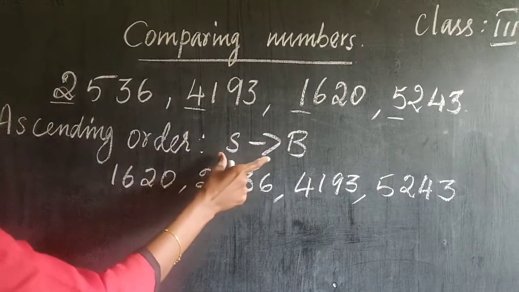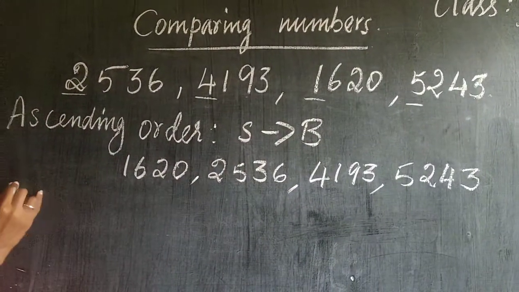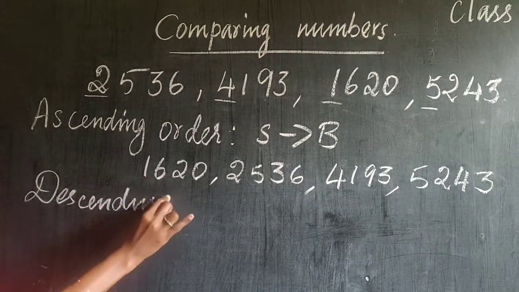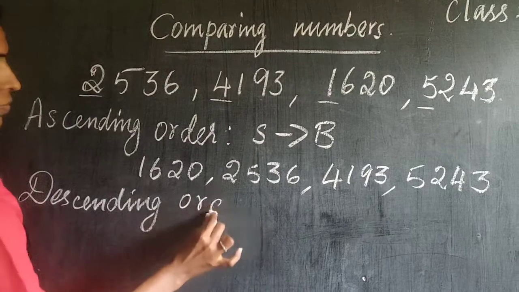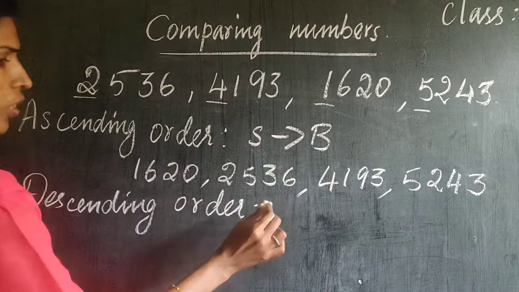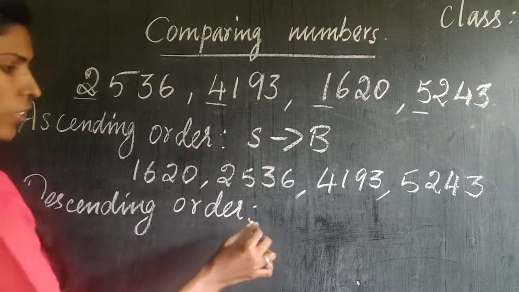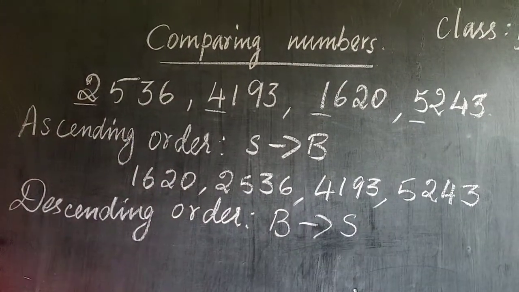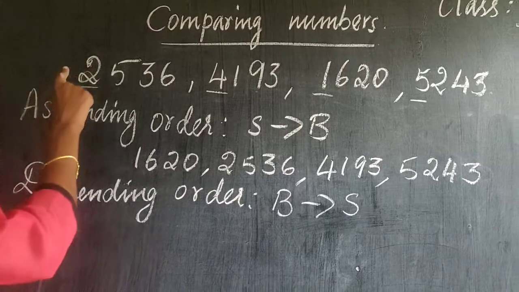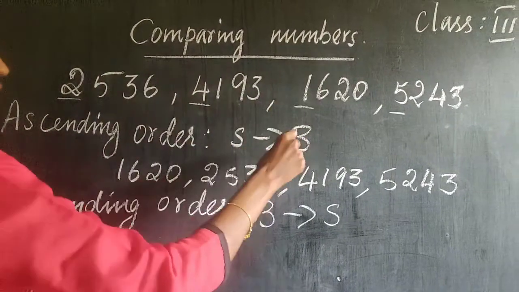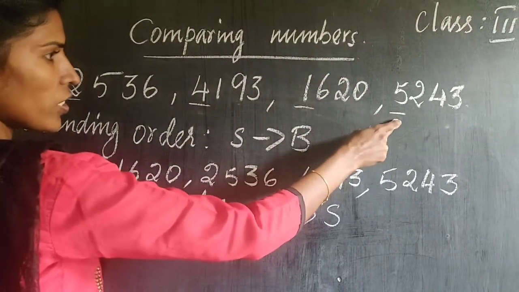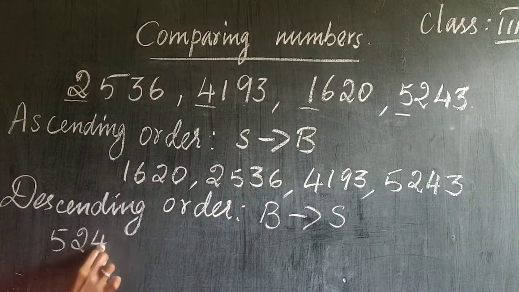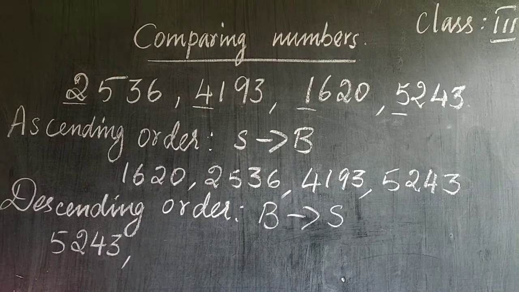To arrange in ascending order, we are arranging small to big. Now descending order. To arrange in descending order, we arrange the numbers from big to small. So first we have to write the bigger number. Here also we compare the first digit. The bigger digit is 5, so that will be the first number. So 5243 is first in descending order.